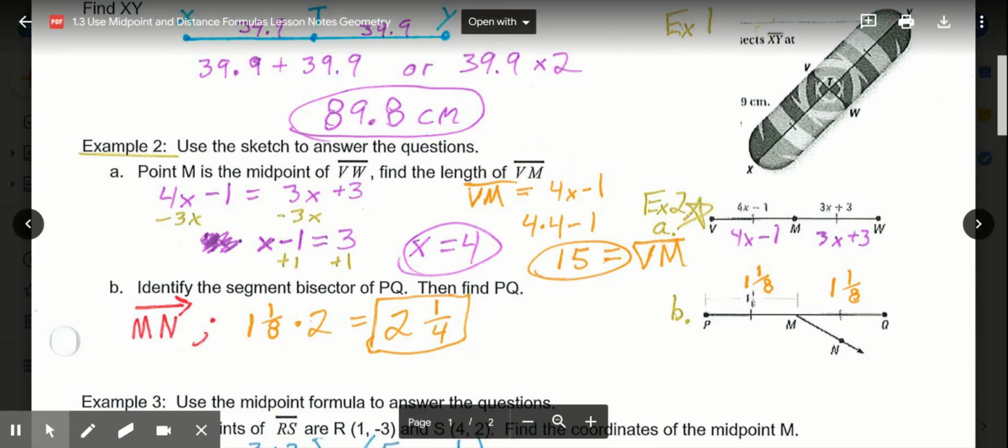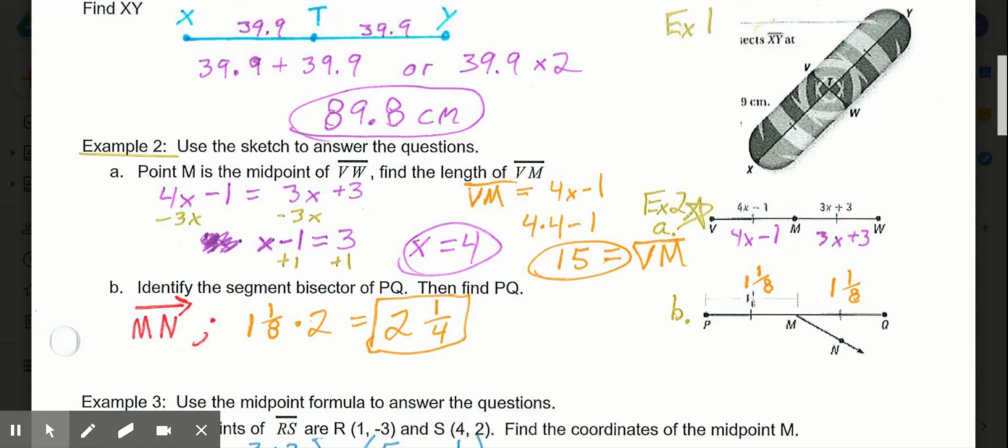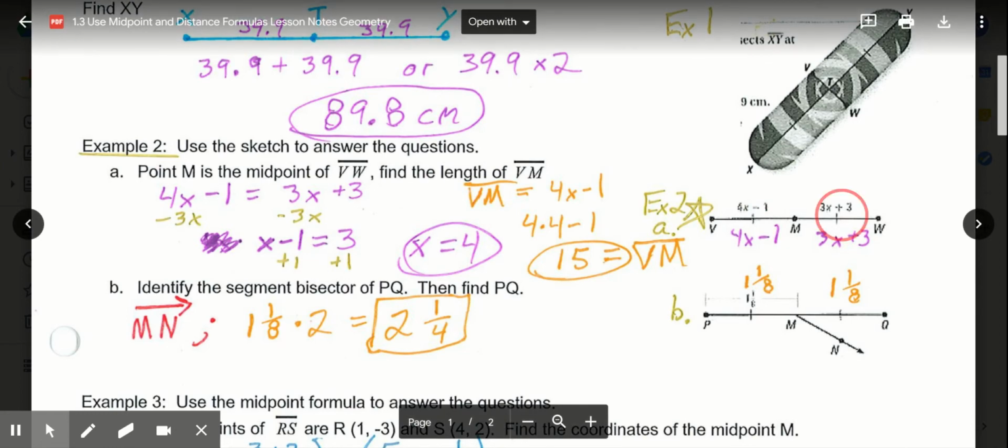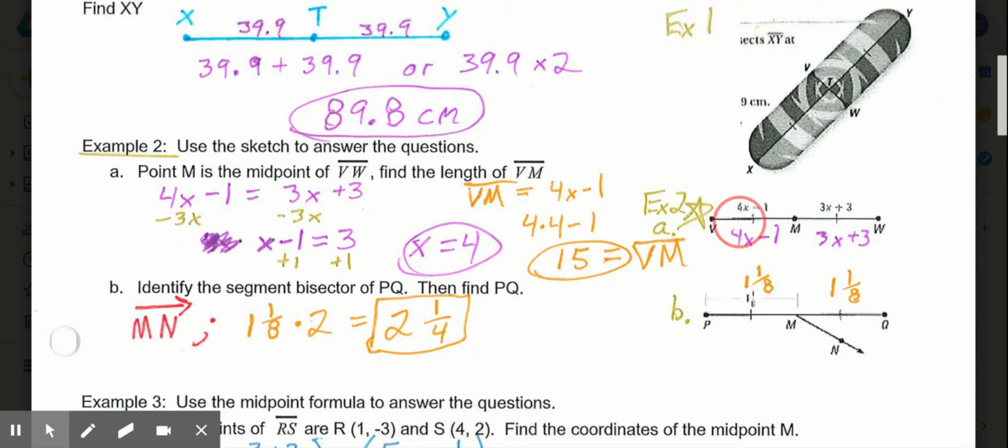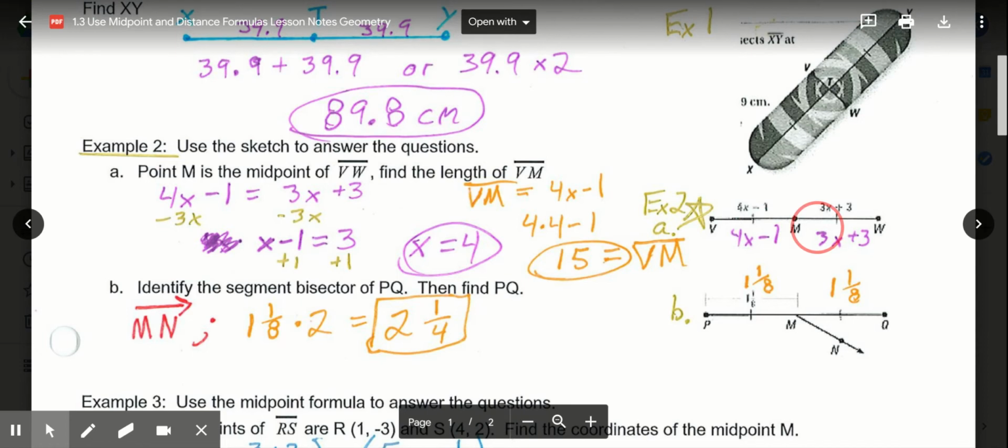If I'm looking at this diagram, M is the midpoint, so I know VM is equal to, or congruent to, MW. Now, these numbers didn't print great, but what they tell us is that VM is 4x minus 1, and MW is 3x plus 3. Because I know M is the midpoint, I know these two sides are equal to each other. They're congruent.